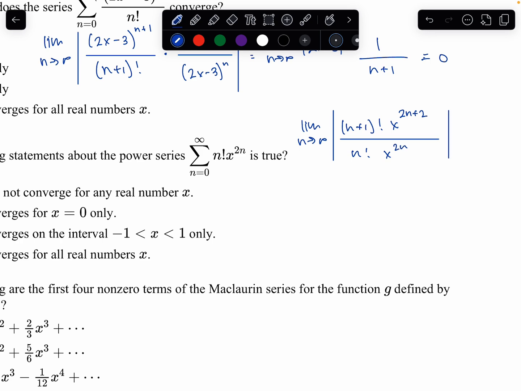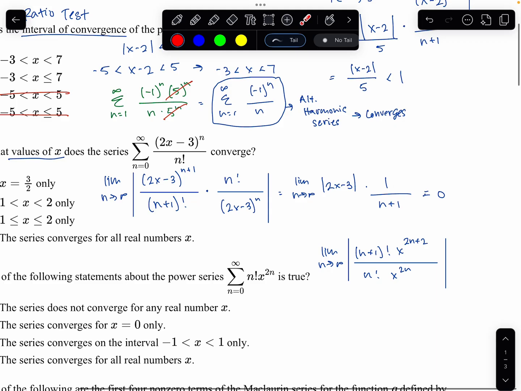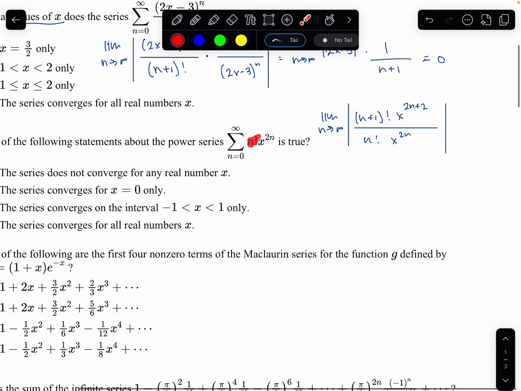So no need to do a keep change flip. The reason why we needed to multiply by the reciprocal before is that this was a ratio, and the (n plus 1)th term is a ratio, which requires that keep change flip rule, but not in this case because it's not a ratio.